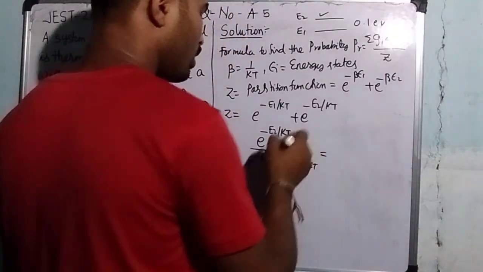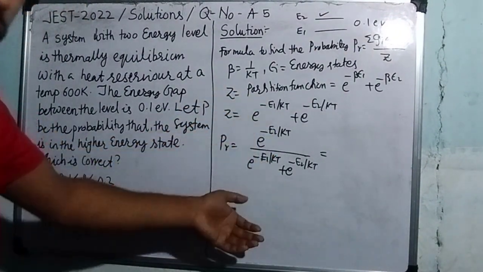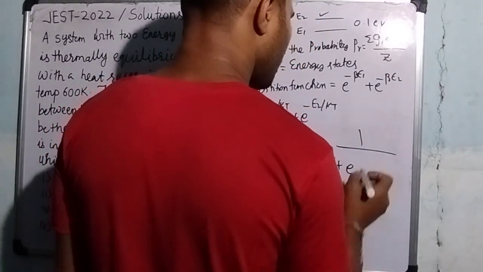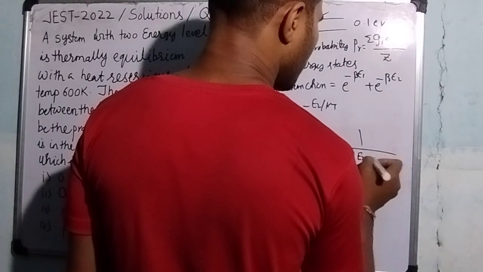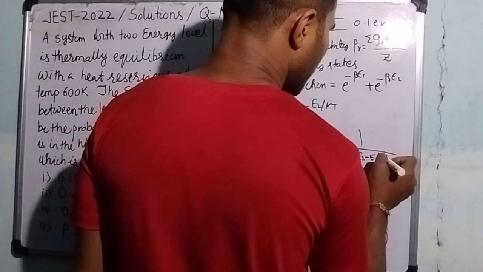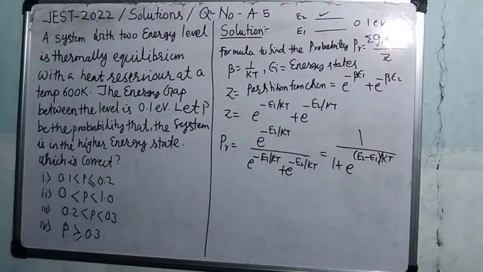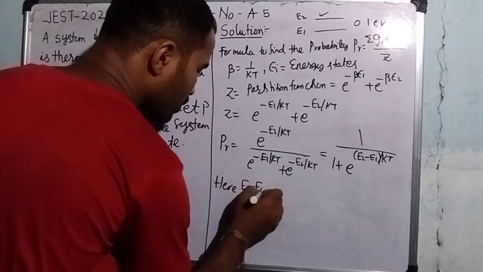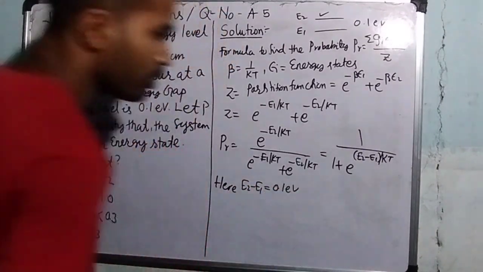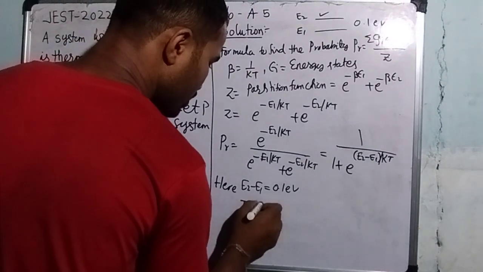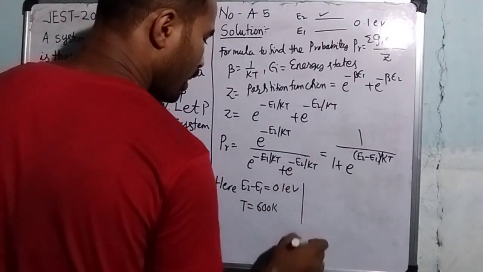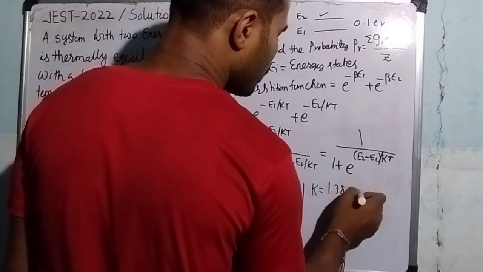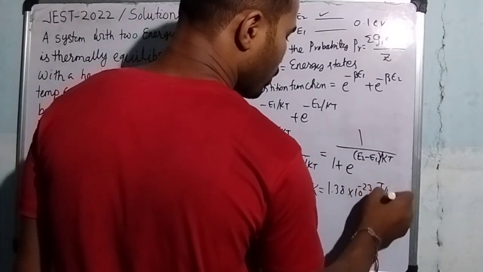If we take the numerator to the denominator, we can write this equation as 1 by 1 plus e to the power E2 minus E1 divided by kT. Here E2 minus E1 is given as 0.1 electron volt, T is given as 600 Kelvin, and we know the Boltzmann constant k equal to 1.38 into 10 to the minus 23 joule per Kelvin.